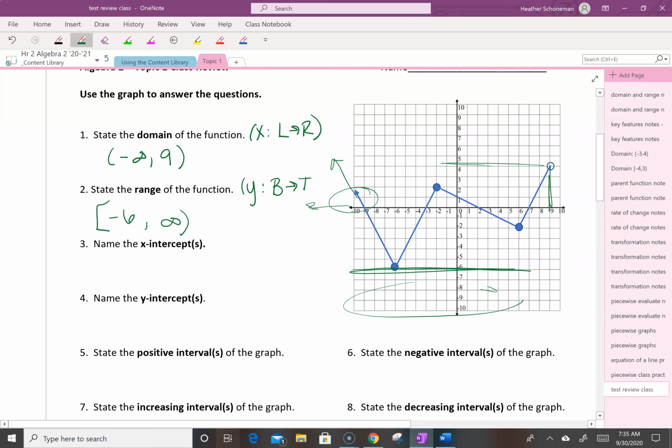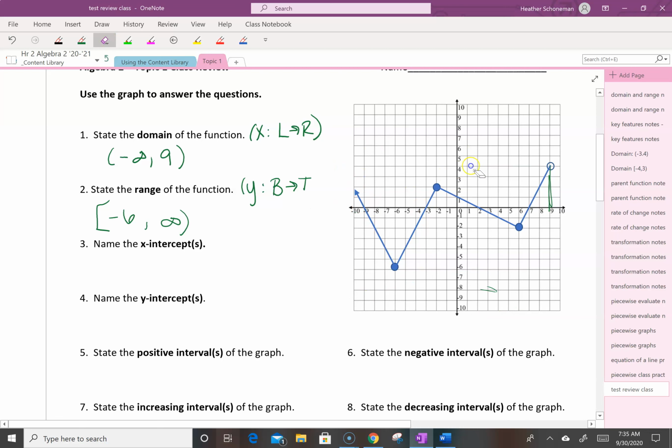Okay, a couple things to point out. First of all, negative infinity can only go on the left. Positive infinity can only go on the right. Infinities always have parentheses. This 9 had a parentheses because it had an open circle, but the -6 had a bracket because it has a closed circle.